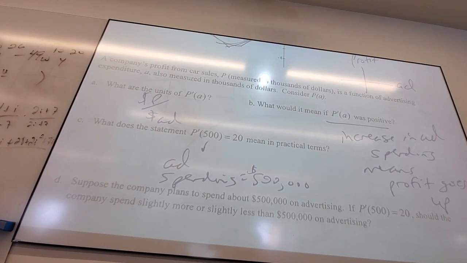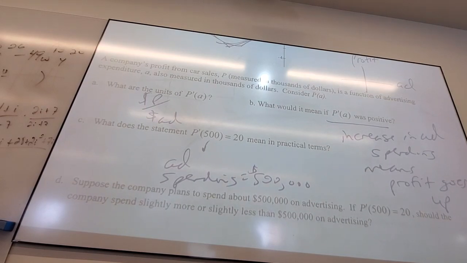Wait, go ahead. P prime of 500 equals 20. So the 500 by itself is the advertising. Yes. So I can pick that off immediately. Now I can step out like you're doing and say, okay, the rest of it is, when my ad spending is that, what does this mean then?